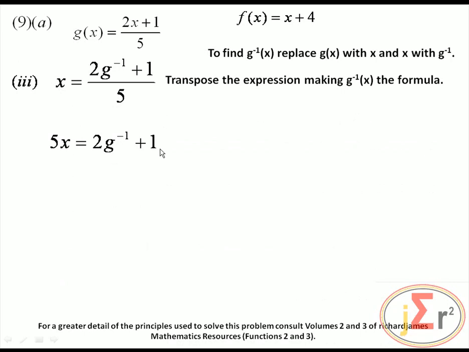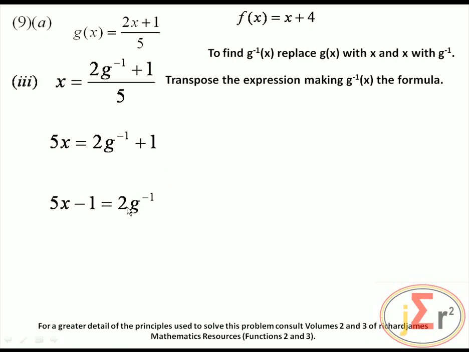Next, we need to eliminate this positive 1. Of course, we need to eliminate this positive 1 and this 2, but we are going to eliminate first the one that is least related to the function g, and that is this positive 1. That we will do by subtracting 1 from both sides. The 1 will be eliminated on this side, and we will have 5x minus 1 on the other side.